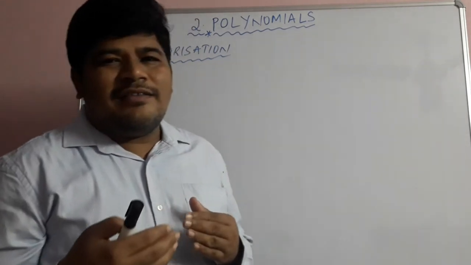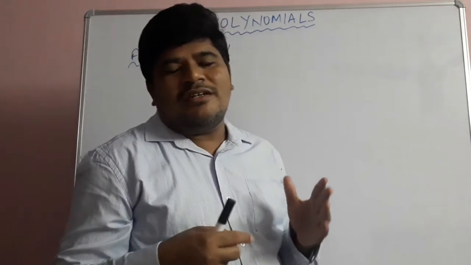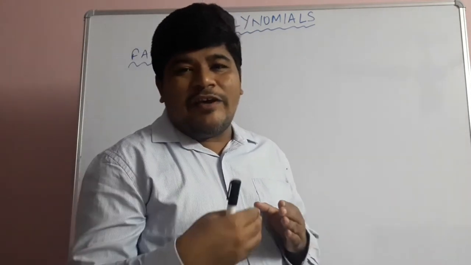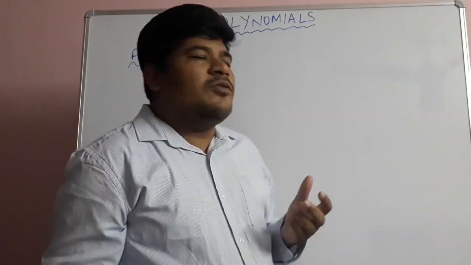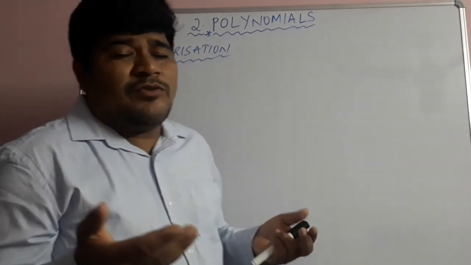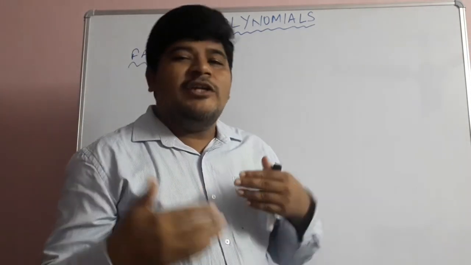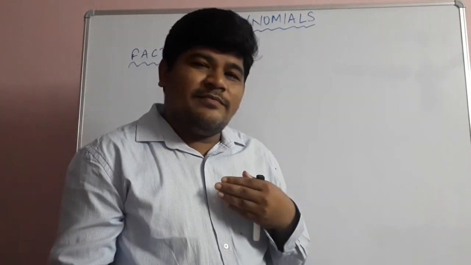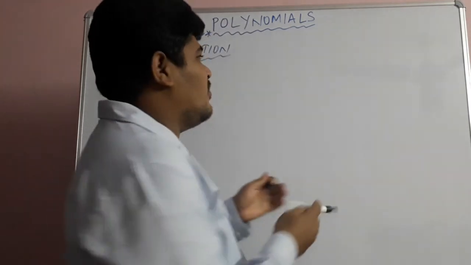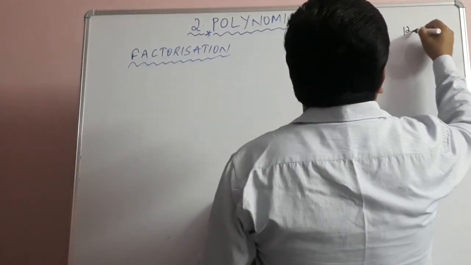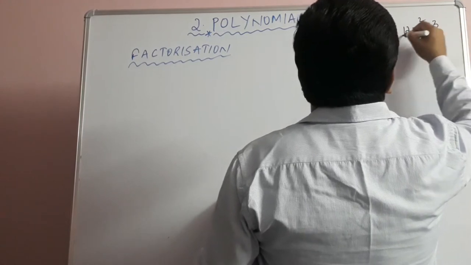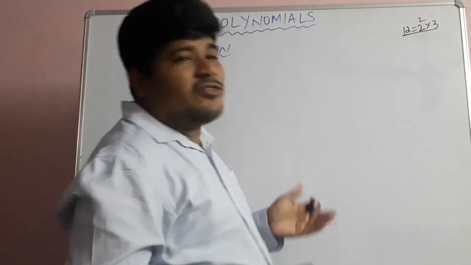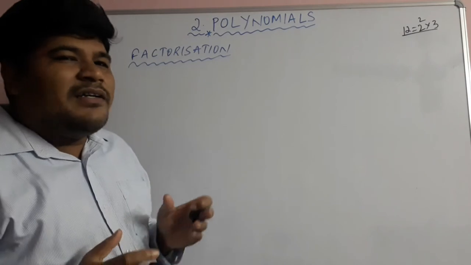Now students, let's see what factorization is. Factorization of numbers is nothing but expressing the given number as a product of its factors. Suppose one example, you take 12: 2 into 2 into 3, that's the factorization of 12. So 12 can be written as 2 into 2 into 3, or 2 square into 3. So the factorization of 12 is 2 square into 3.